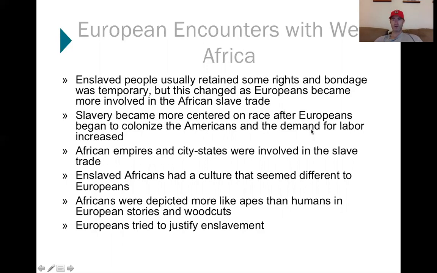Okay, slavery became more centered on race after Europeans began to colonize the Americas and the demand for labor increased. Okay, so we'll talk a little bit about the origins of the Encomienda system with Spain, but we're going to build upon that as we move into Unit 2 with British settlement. Okay, African empires and city-states were involved in the slave trade. All right, so there is a connection to parts of Western Africa with the trade itself.